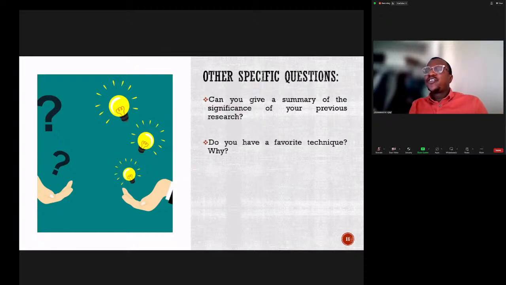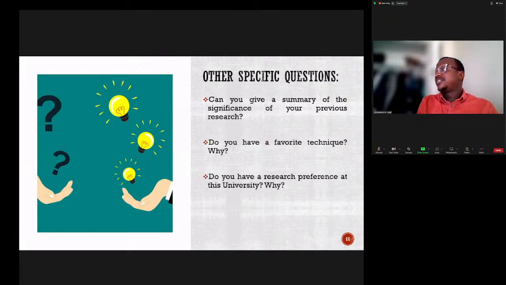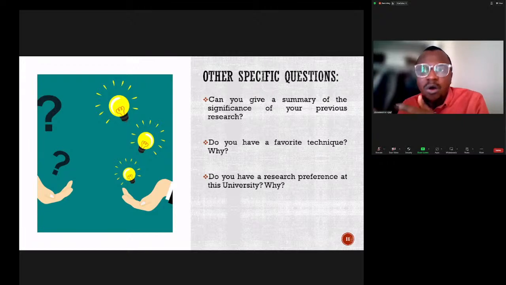Then they might ask you, do you have a favorite technique and why? They can ask you, do you have a research preference at the university? And that is when you're talking about the professor that you want to work with. This is the research I want to do, and these are the professors that I can work with. And you must state why you think you can work with them.